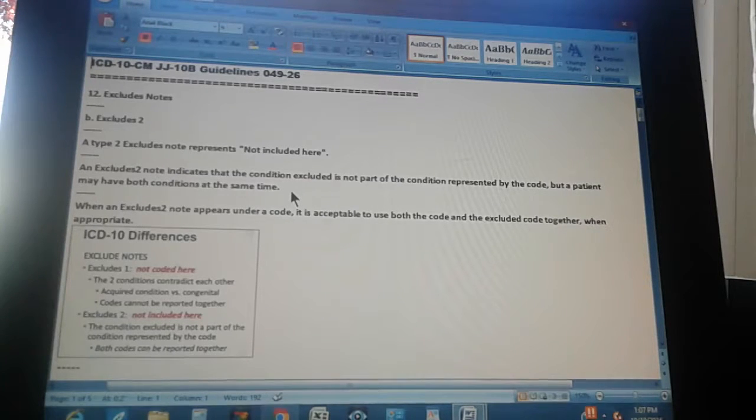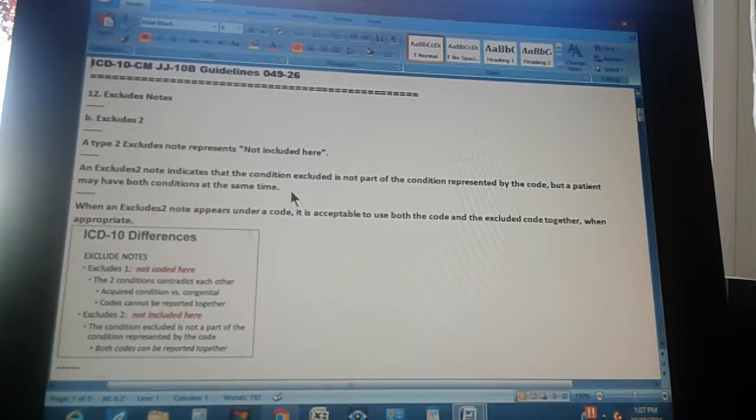So all the Excludes 2 note means is that you're coding this condition, but this other condition is not included in that code. So if you want to code it too, you have to use another code. That's all it's saying. Remember that Excludes 1 means this other condition can never happen with the first code. Excludes 2 means this other condition can happen with the first code, but it's not represented by that code. You need an additional code to do this. That's the only difference.